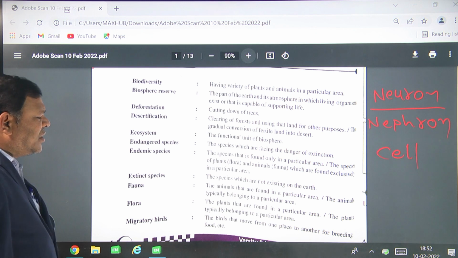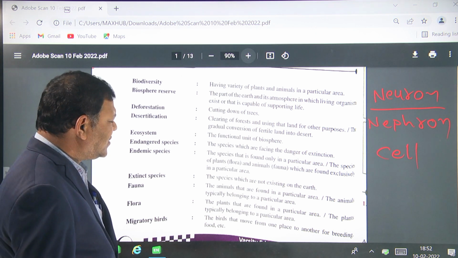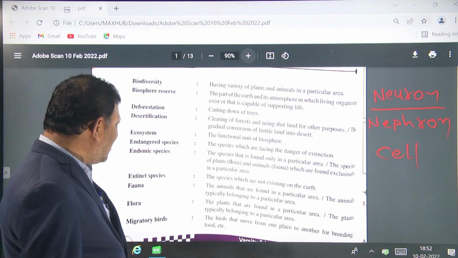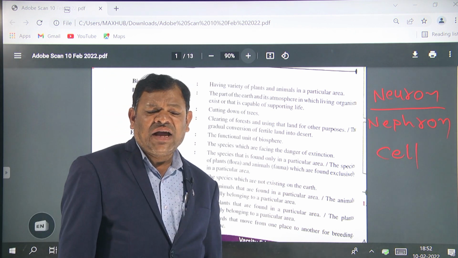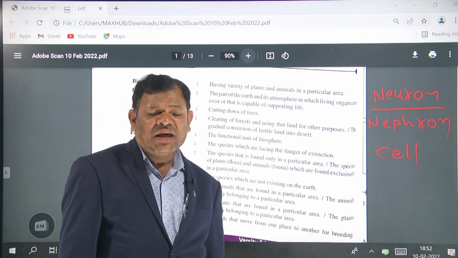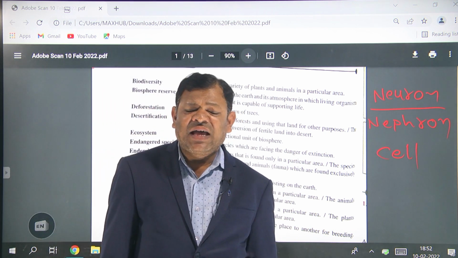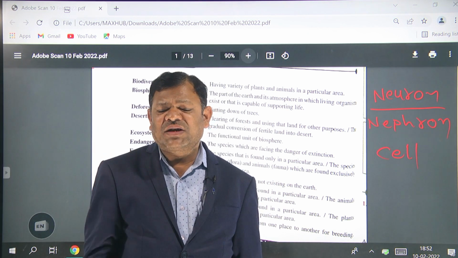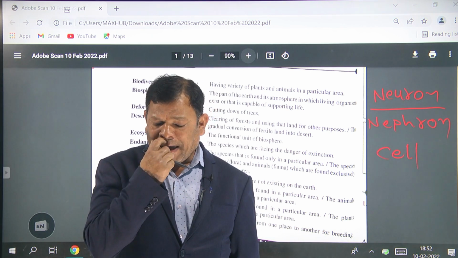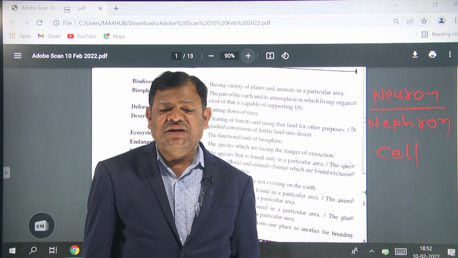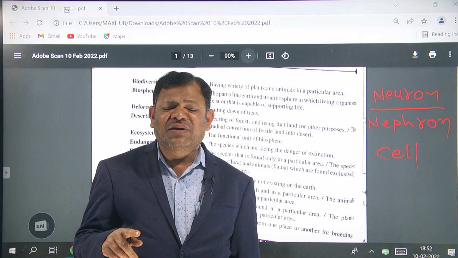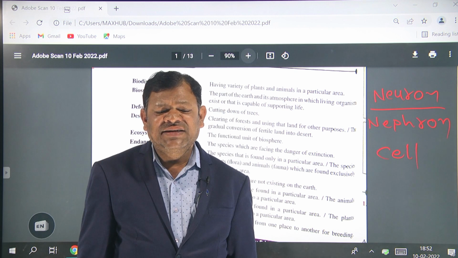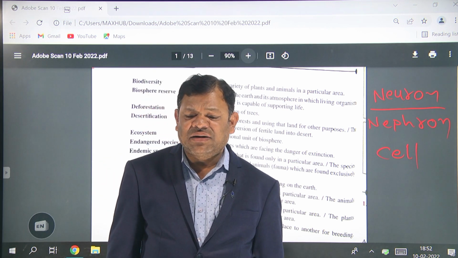Migratory birds are the birds that move from one place to another for food, shelter and breeding purposes. Example: the Siberian crane comes from Russia to Bharatpur sanctuary in India in the winter season. In winter it is cold in Russia, so the crane comes here, and in summer it goes back to its native place in Russia. This is an example of a migratory bird. Is it clear?